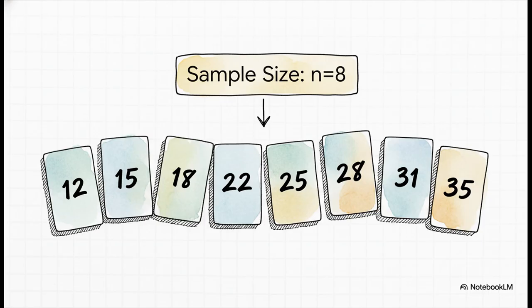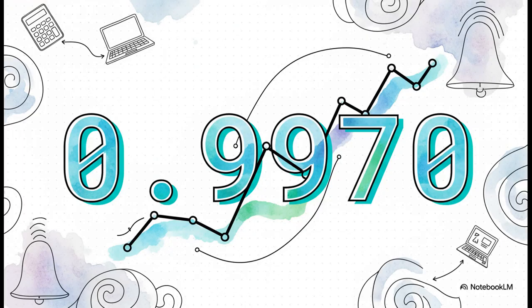The mission, should we choose to accept it, is to figure out if these numbers could have come from a normal distribution. So, step 1, we plug these numbers into some software or a stats calculator, and out pops our correlation coefficient, R. And for this data, our R is 0.9970. Wow. I mean, a perfect straight line would have an R of 1, so this is incredibly close. That's a really, really good sign.